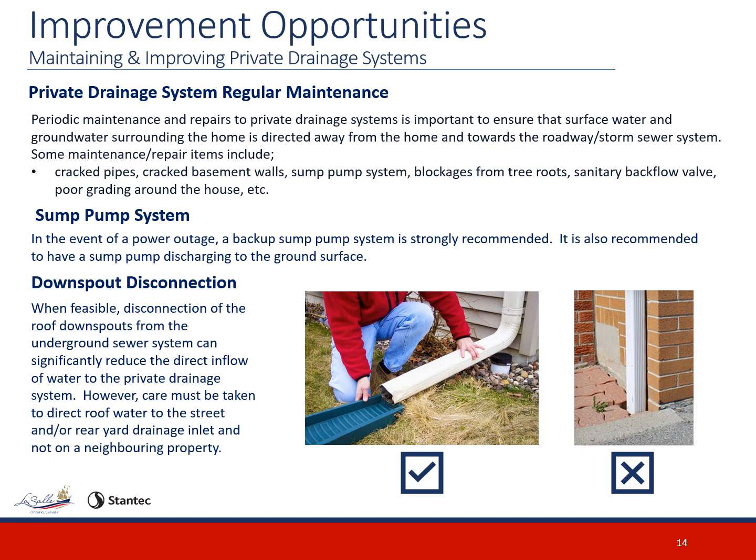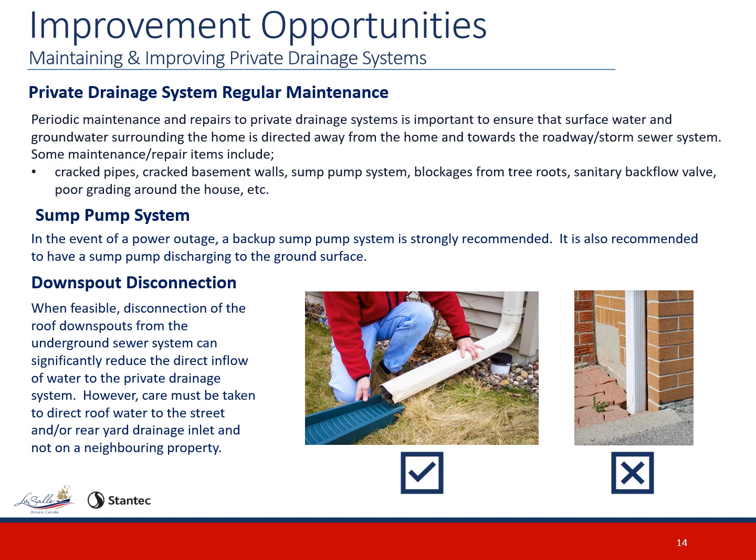Opportunities to maintain and improve private drainage systems include private drainage system regular maintenance, adding a sump pump system, and downspout disconnection. Periodic maintenance and repairs to private drainage systems is important to ensure that surface water and groundwater surrounding the home is directed away from the home and towards the roadway and storm sewer system. Some maintenance and repair items include cracked pipes, cracked basement walls, sump pump system, blockages from tree roots, sanitary backflow valve, poor grading around the house, etc.